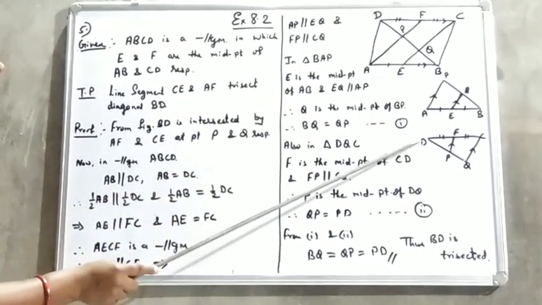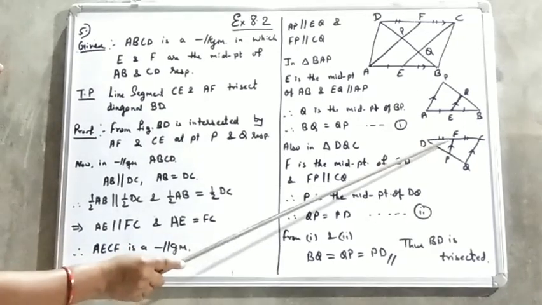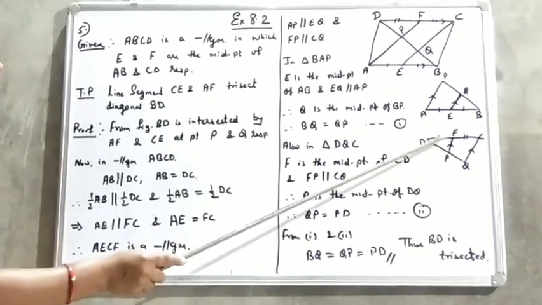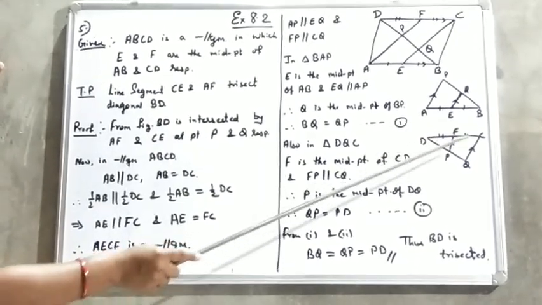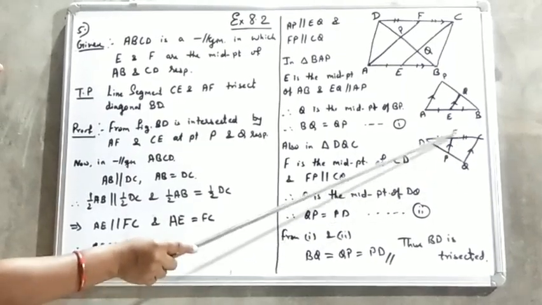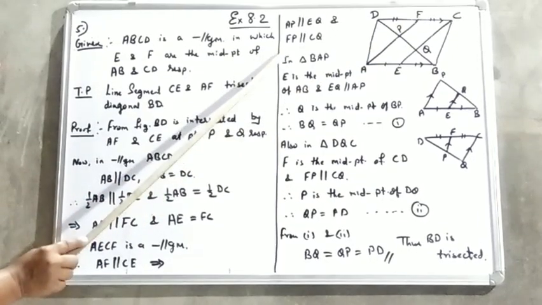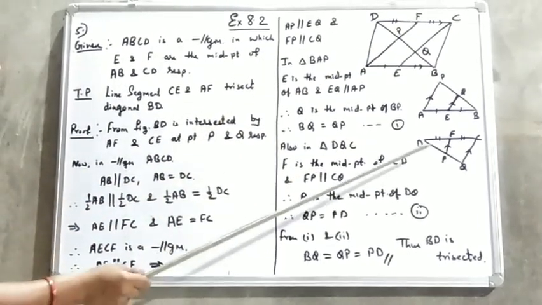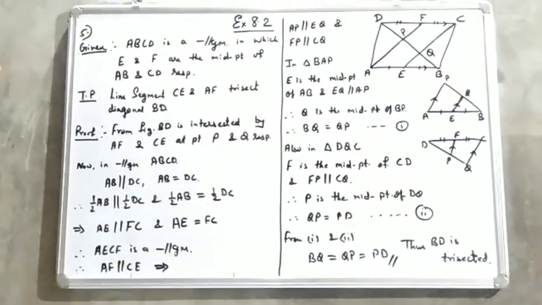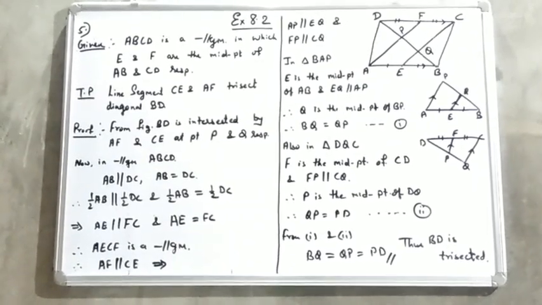In triangle DQC, which I have drawn, you can clearly see that F is the midpoint of DC, which is given, and we have proved CQ is parallel to FP. CQ is parallel to FP, already written. So can I say P is the midpoint of DQ? Yes, by converse of midpoint theorem.